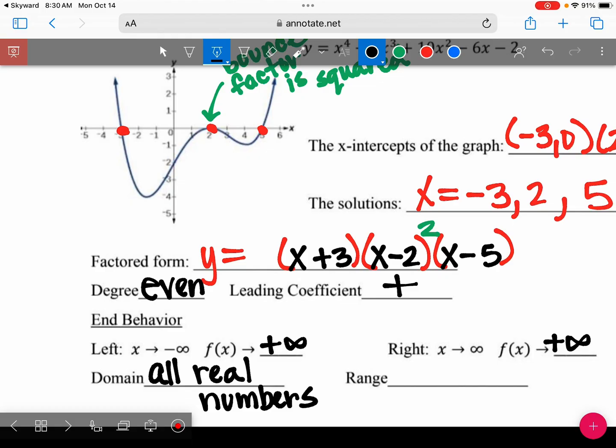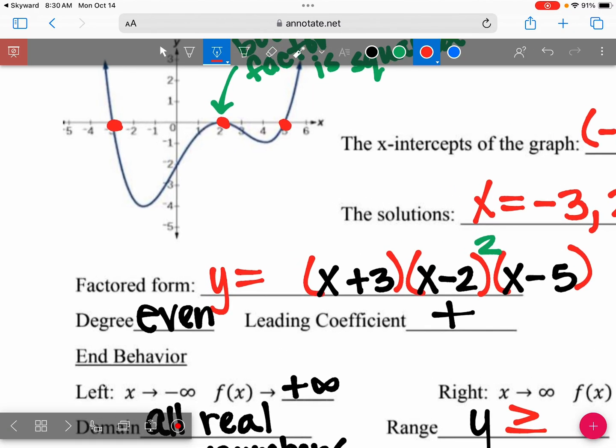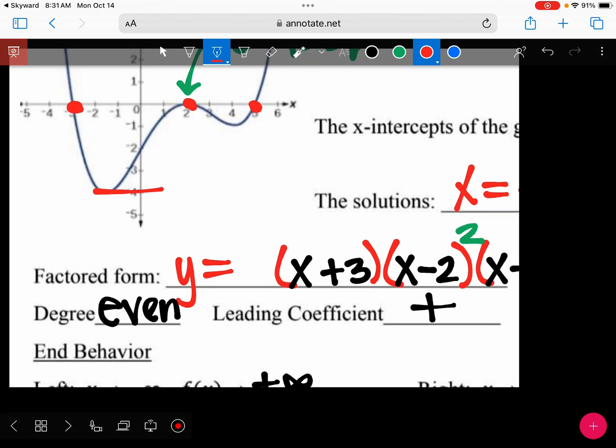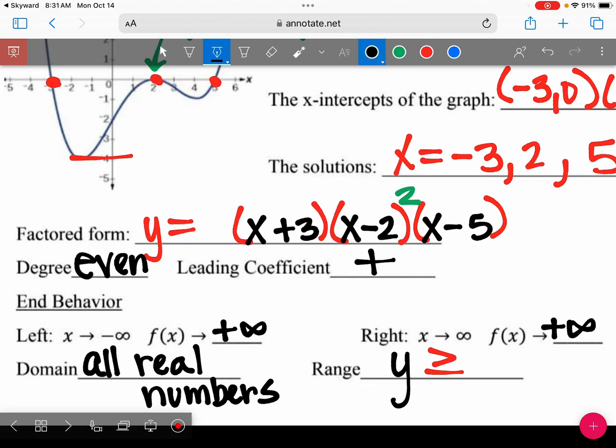So your range would be y, and this time it's greater than or equal to. We got to look for the lowest point. So my lowest point would be about here. So what is y equal right here? -4. That would be your range.